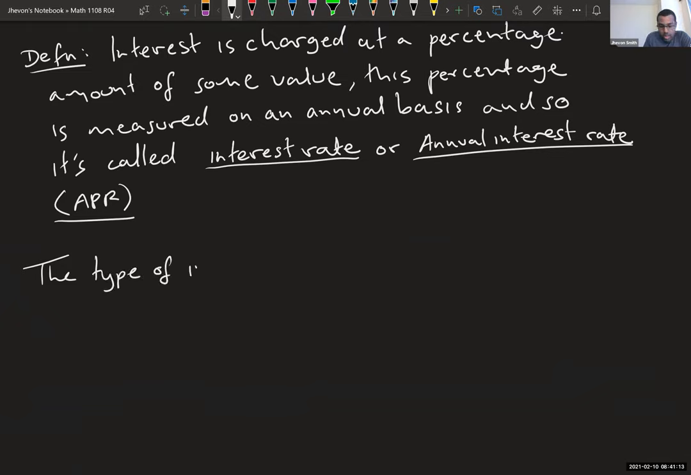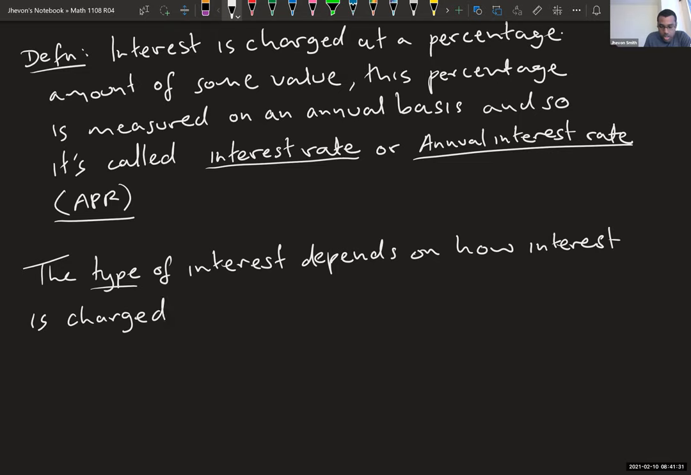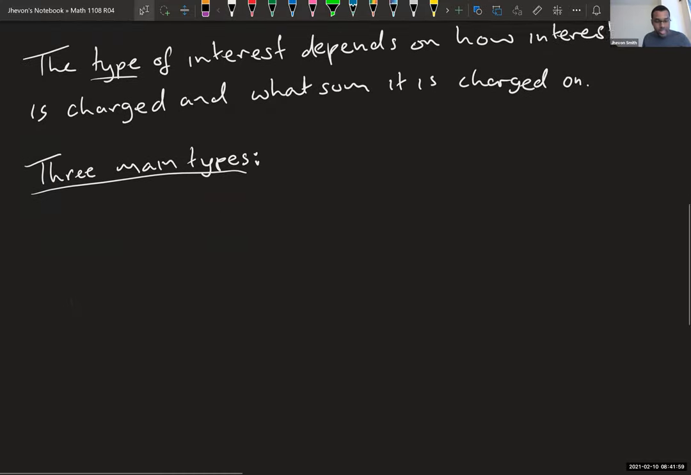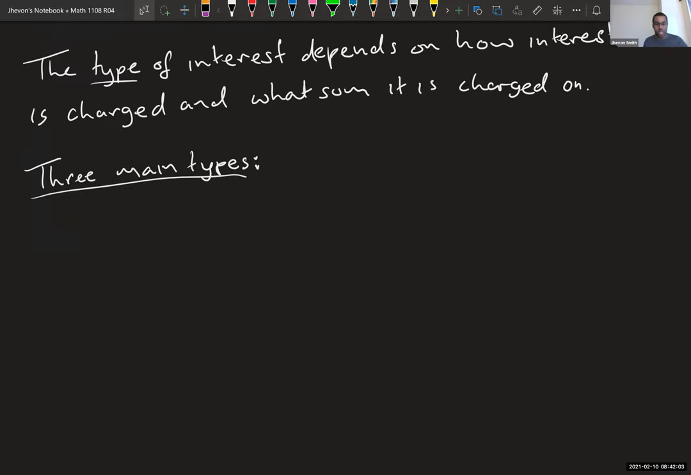The type of interest depends on how interest is charged, and what sum it is charged on. I'm going to talk about types. There are three main types. Now, of course, when you go into finance, it's going to feel like there's an infinite number of types because they develop new rules and products and financial instruments all the time. But at the end of the day, there's really three main types of interest that you can charge.